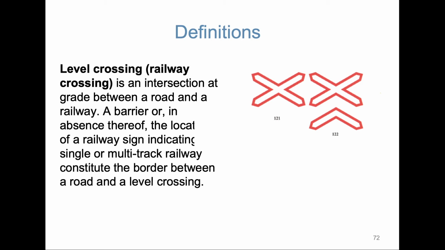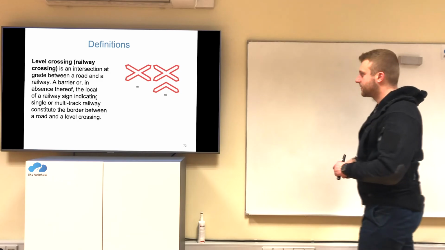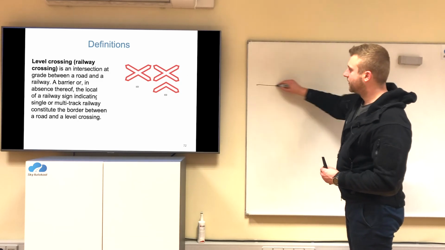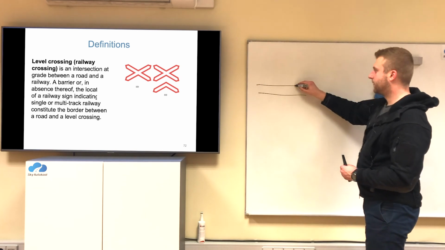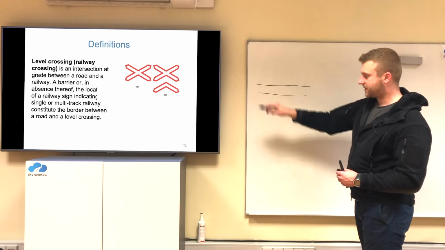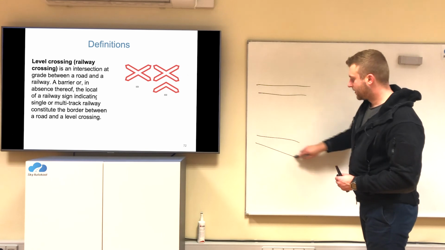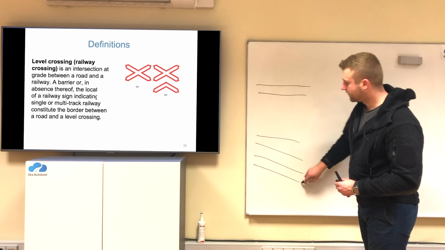So let's check the picture. You see the sign, multiple tracks. The one here is one track only, and this sign means that there are multiple tracks. Let's show it like this: only one track for a train, this sign. The second sign means that there are many tracks.